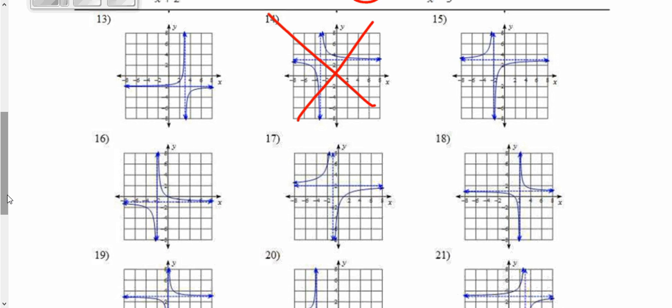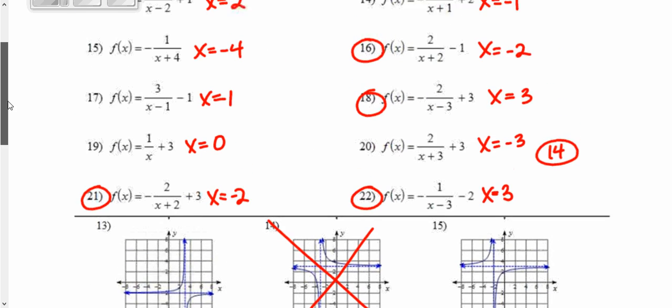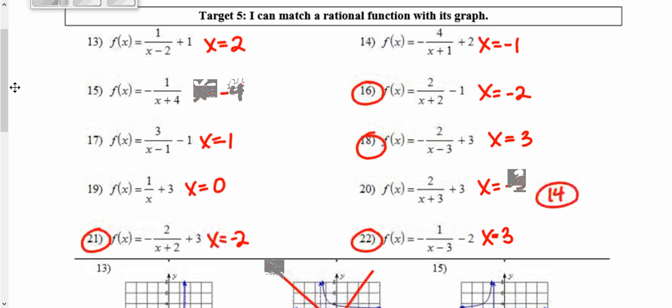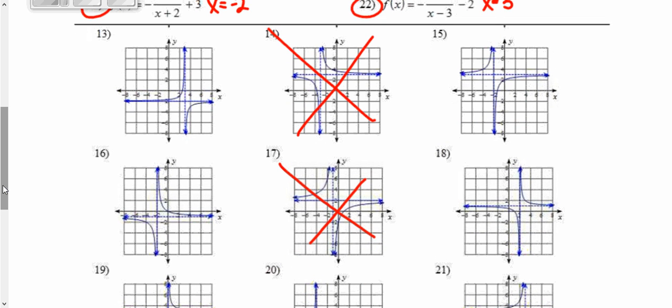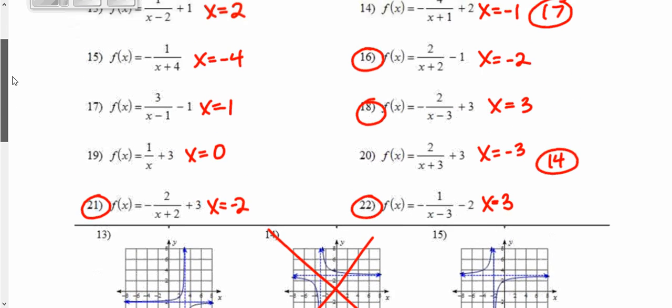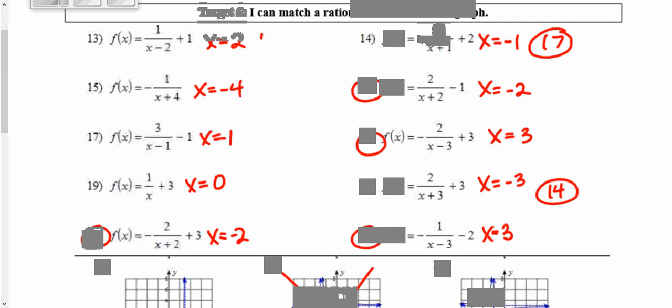On 17, it has a vertical asymptote of negative 1. So I'm going to go back up and see where I had a vertical asymptote of negative 1. And that is number 14. So this goes with 17. Continuing on, number 18, there's a vertical asymptote of positive 2. So I'm going to come back up here. Positive 2 is number 13, so that must go with 18.